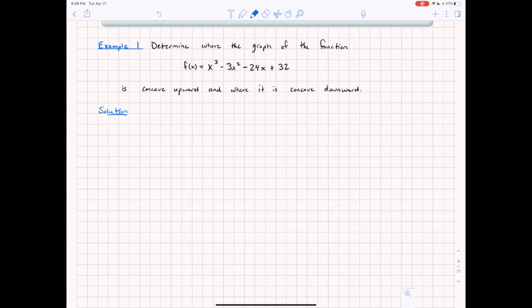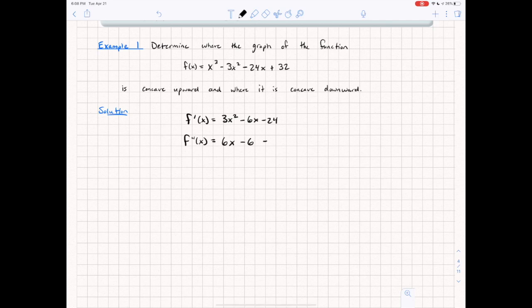And so in example 1, determine where the graph of the function is concave upward and where it is concave downward. Because I'm looking for concavity, I need to find the second derivative. Well, I can't find the second derivative without finding the first. So I'm going to apply all the power rules to this. The derivative of x to the third is 3x squared. The derivative of minus 3x squared is minus 6x, and then minus 24. I want to go one more time, so I'm going to differentiate again. This was the importance of the higher order video. Differentiate again, and I just get 6x and then minus 6.